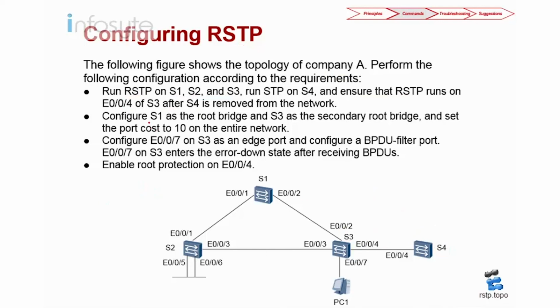Now next we have to configure S1 as a root, so that should be easy, which is the STP root primary. Okay, and S3 will become the secondary, so STP root secondary. Okay, and set the port cost on the entire network as 10, so all of these will be 10. So we have to go to each individual interface and set the cost as 10.